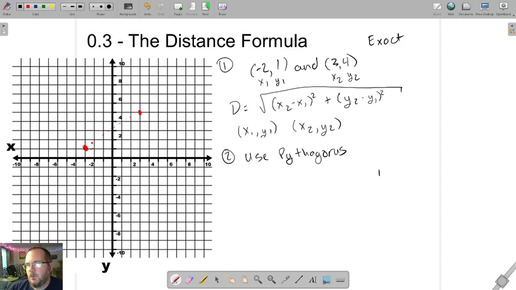To do this, the first thing you want to do is make yourself a right triangle, because the Pythagorean theorem only works on right triangles. So you need to make a new right triangle.